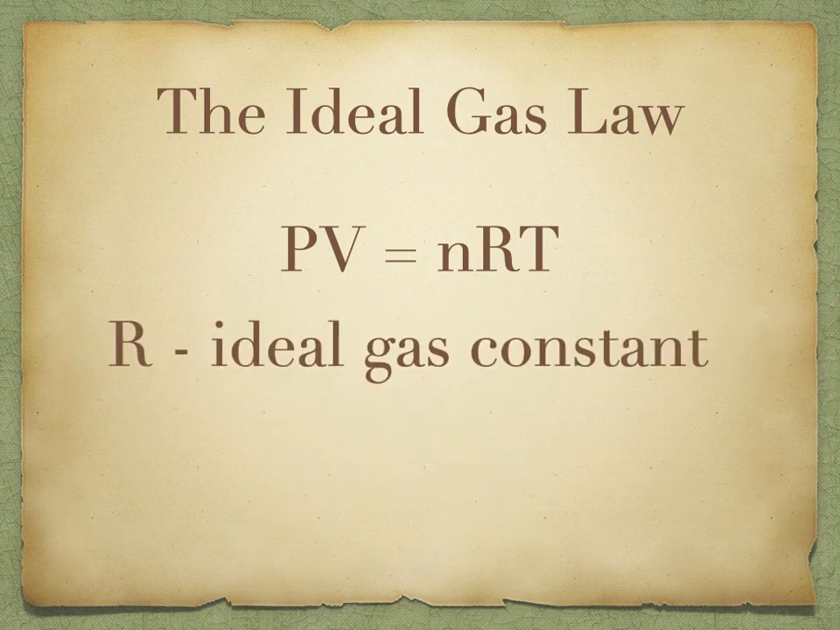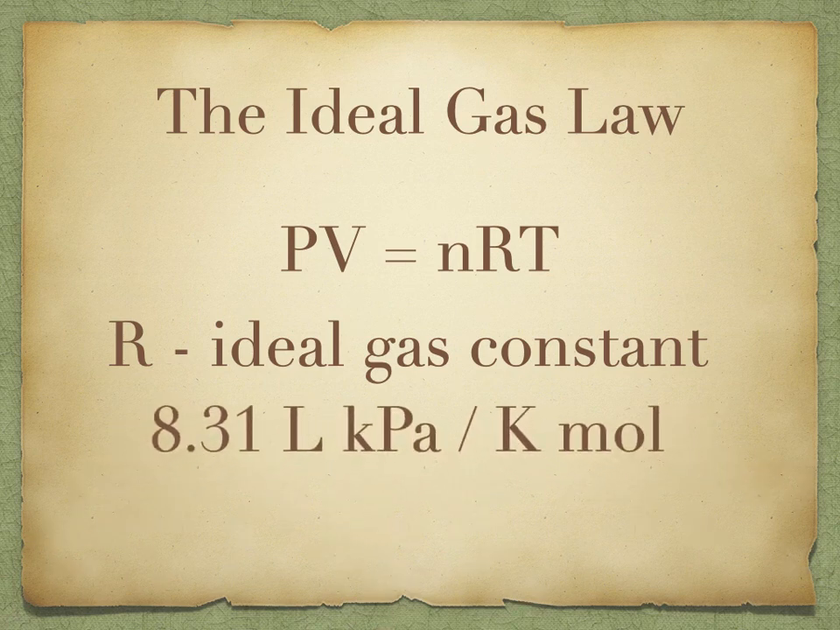So again, R is equal to the ideal gas constant. Its value is always the same, but the number varies on the units you choose to use. Think about all of those different pressure units that we talked about. So this is using pressures of kPa, liters, Kelvin, and moles. That value is 8.31.